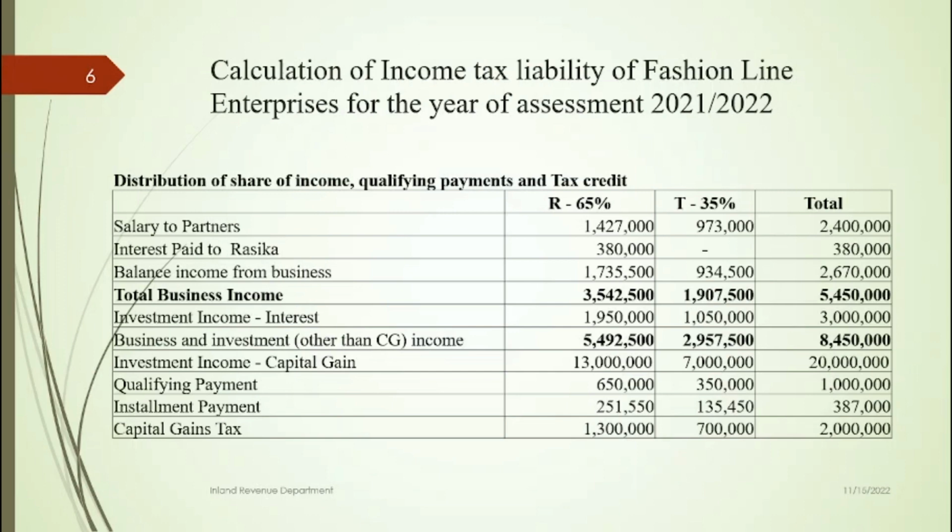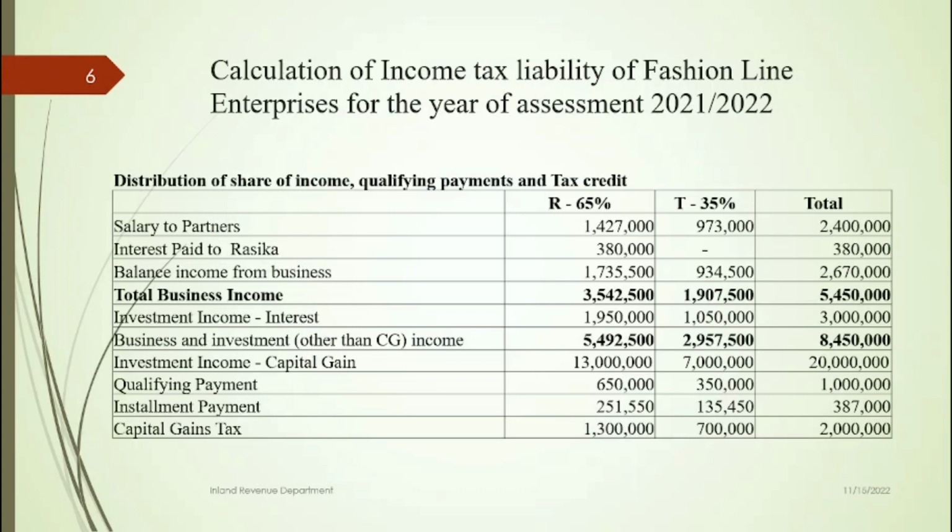We have to apportion that total income to Ms. Rasika and Ms. Tilaka. Their sharing percentage is 65% and 35%. After allocating their balance business income to Ms. Rasika and Ms. Tilaka, the amounts will be 1,735,500 and 934,500 respectively. Total business income will be 3,542,500 and 1,907,500. Total business income will be 5,450,000.